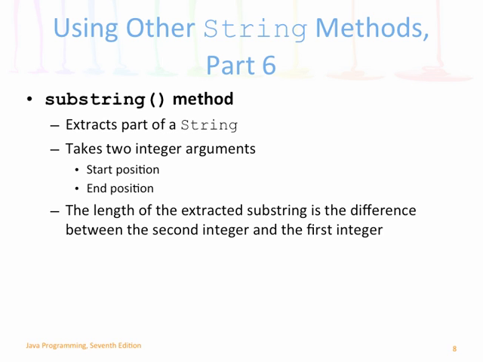The substring method extracts part of a string. It takes an existing string and pulls out part of it. It takes two integer arguments, a starting position and an ending position. So the length of the extracted substring is the difference between the second integer and the first integer. So it's the difference of... never mind. I'll get to that example in a second.